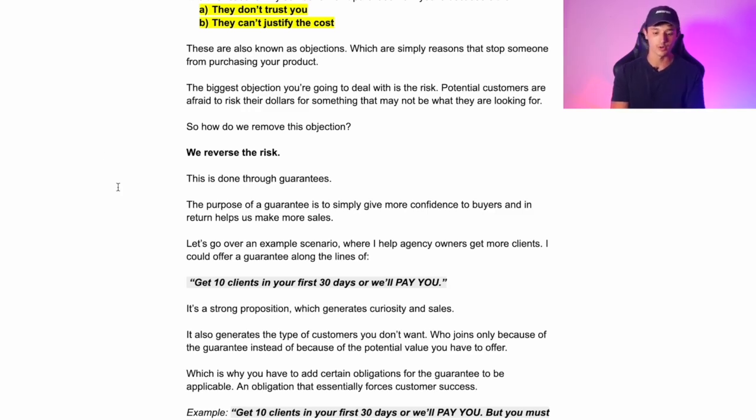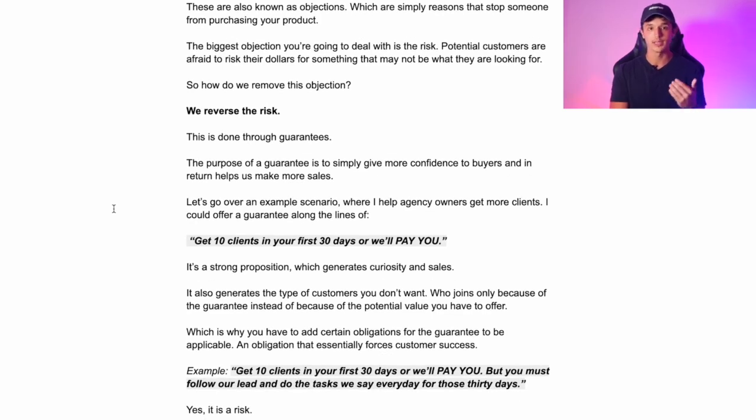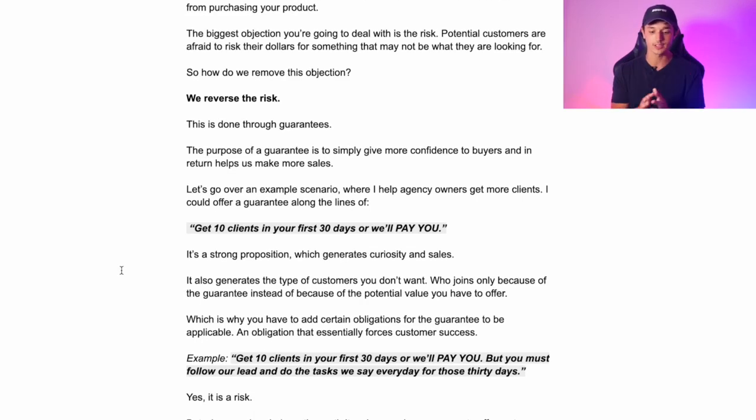But it also generates the type of customers that you don't want, the type of people who only join because of the guarantee instead of the potential value that you actually have to offer through your product. So that is where you see some of these extreme positions of guarantees. They will kind of hide sometimes the certain obligations that you must meet in order for it to be applicable. So an example would be something like get 10 clients in your first 30 days or we'll pay you, but you must follow our lead and do the tasks we say every day, and that's the only way you would be applicable for this guarantee.